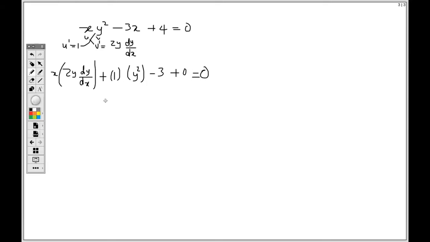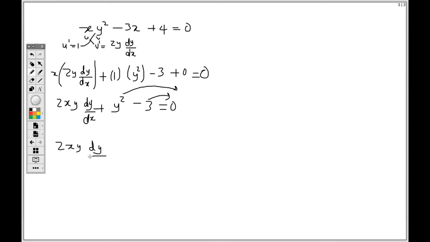So simplifying what I have, x times 2y, that's 2xy, then I have my dy over dx attached to this. And then 1 times y squared, that's y squared, minus 3. So y squared and minus 3 don't have dy over dx, so I will carry them over to my right hand side and leave 2xy dy over dx on my left. So having this, I will have minus y squared plus 3.